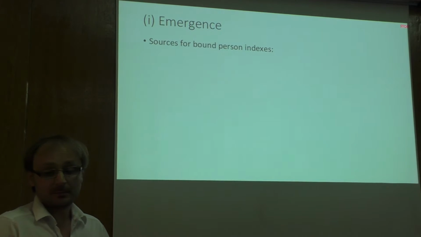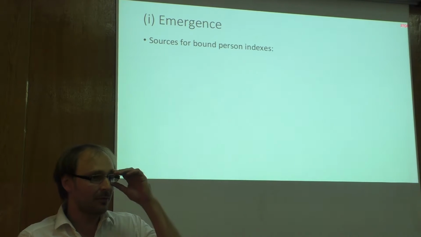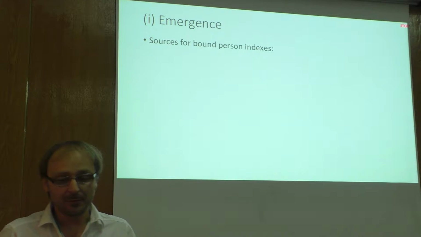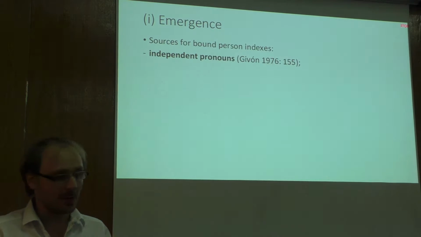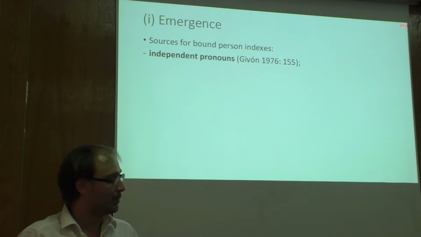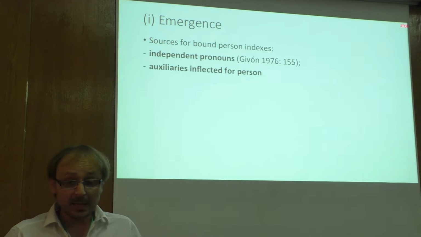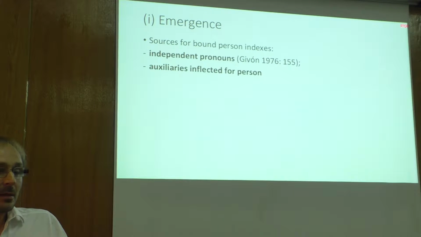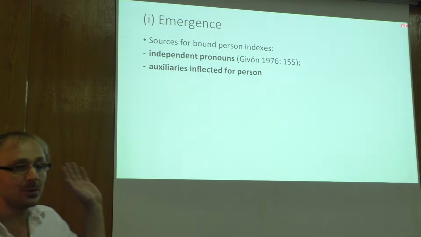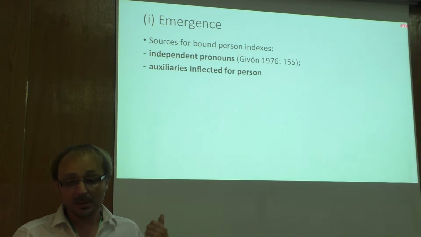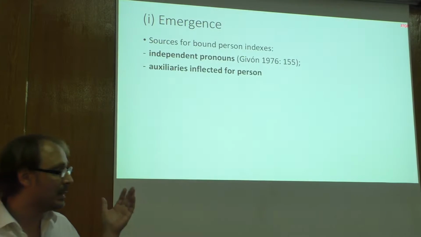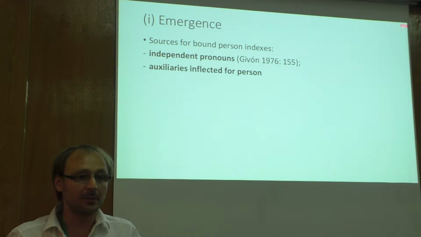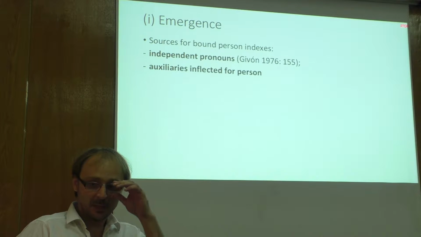Now, once they emerge, there are different sources from which they may come. The most prominent, perhaps, is the independent pronouns, and that has been discussed, for example, by Givón. But that's not the only source. Well, maybe it's the most frequent one, but the second one is also quite frequent. So the person indexes may also stem from auxiliaries that themselves inflect for person and number.